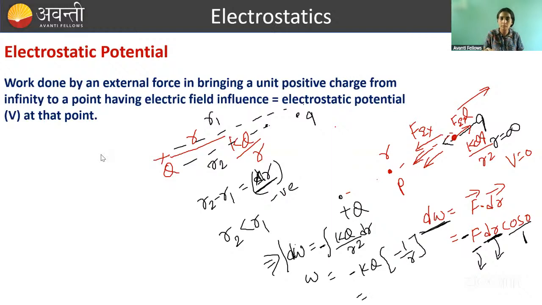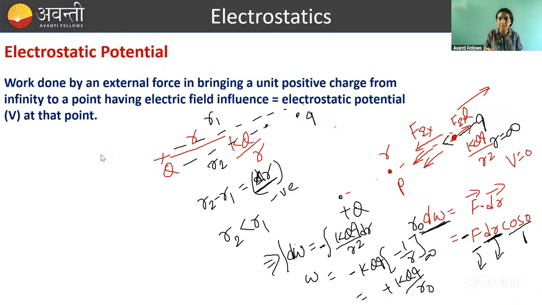So R will vary from infinity to any value R naught. So you will get here plus KQ by R naught. And this is work done by external force. ठीक है, KQ होगा यहाँ पे, सॉरी, force क्या होगा, KQ by R square.